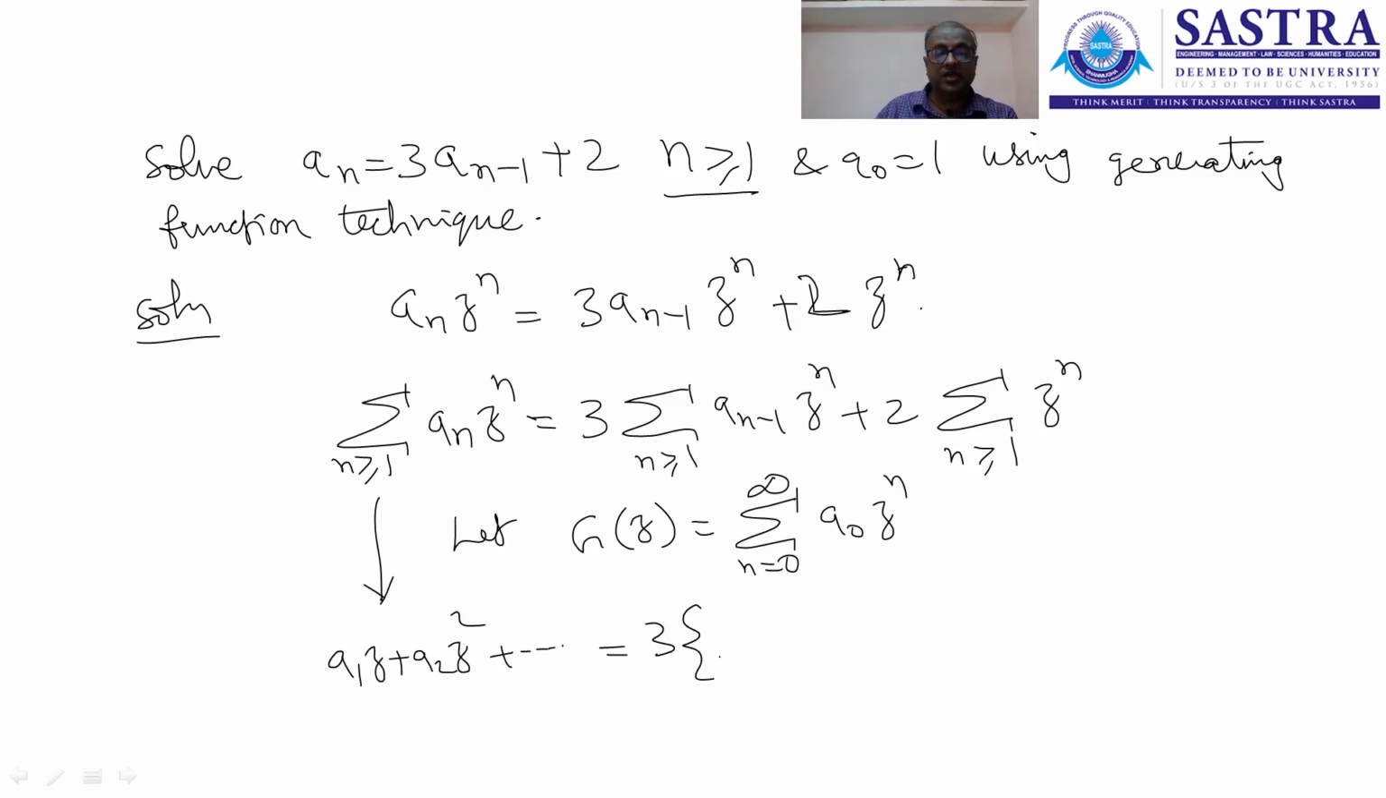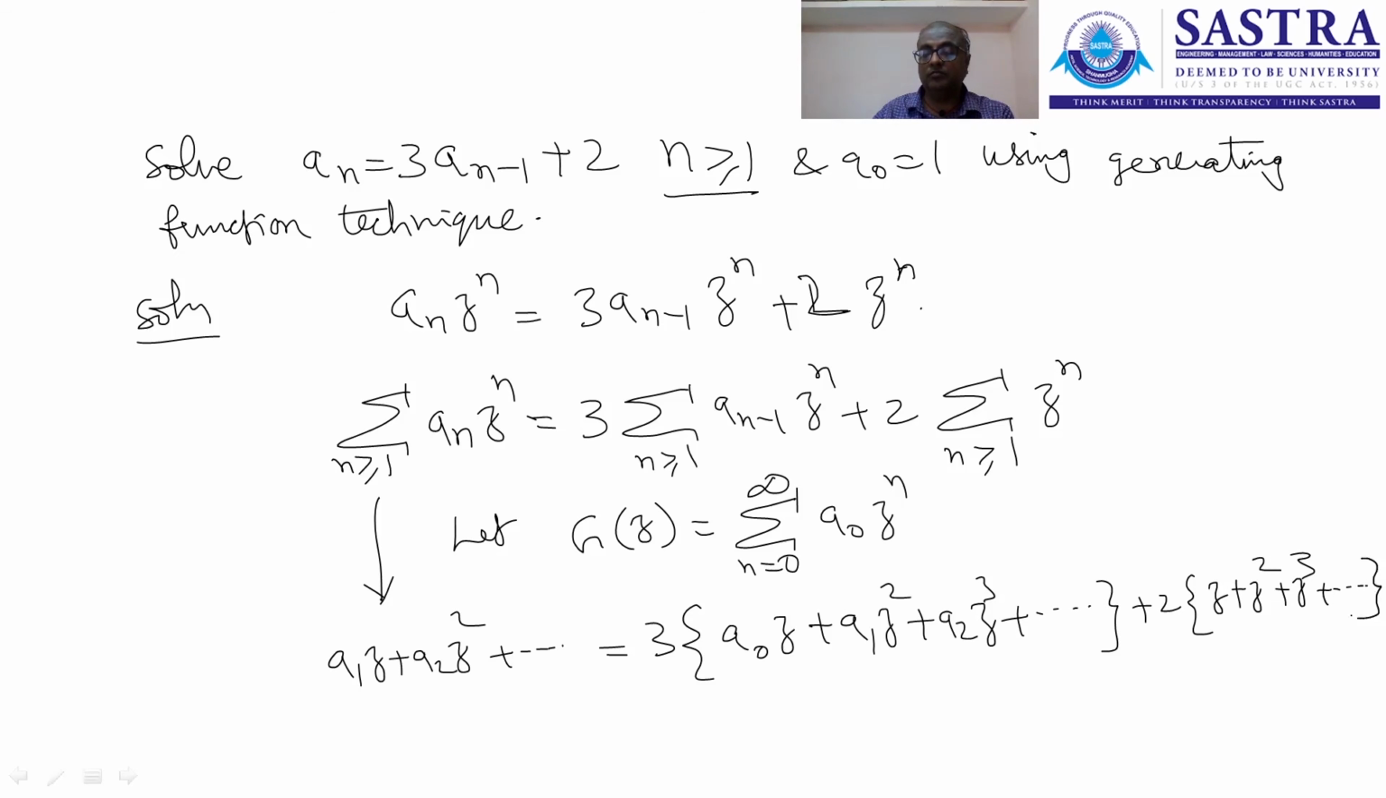And this would be 3 times a naught z plus a1 z squared plus a2 z cube plus so on. And of course this would be 2 times z plus z squared plus z cube plus so on. Okay, so when I rewrite it in terms of z, I will have g of z minus a naught. And here when I remove z as a common factor, this would be g of z, a naught plus a1 z plus a2 z squared plus so on, which would be 3z into g of z.